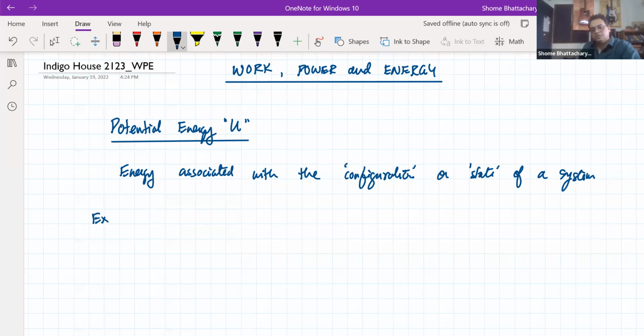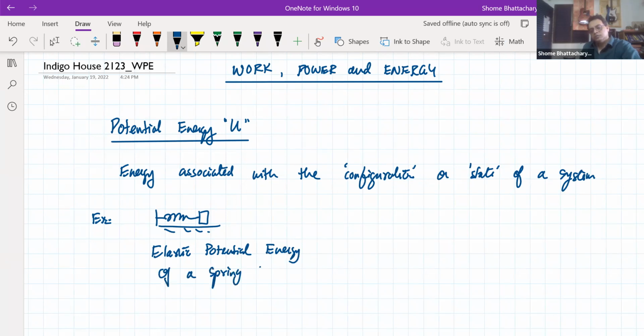So as we discussed, for example, for a spring attached to a block, the elastic potential energy of a spring, U, is a function of x, where x is the extension or compression of the spring. Now, what that function is, we'll learn later, but what we mean by saying that it is associated with the extension or compression, or with the configuration or state of a system, this is how it applies to a spring system.